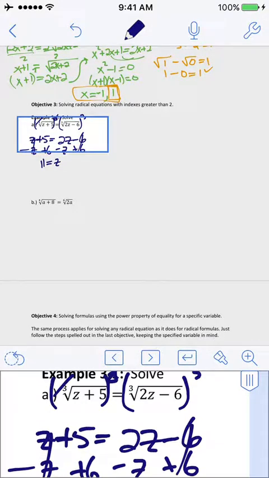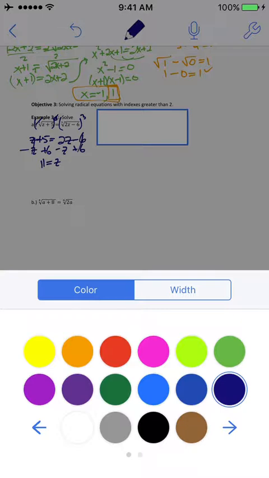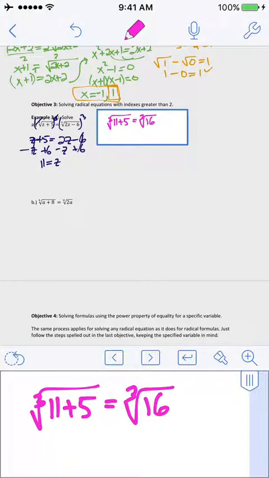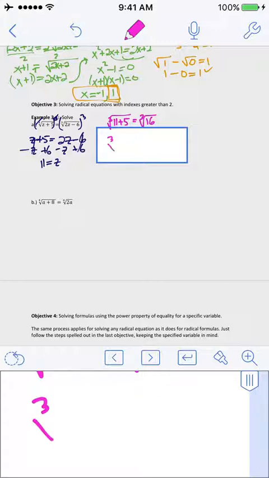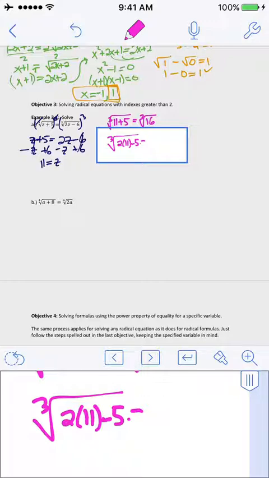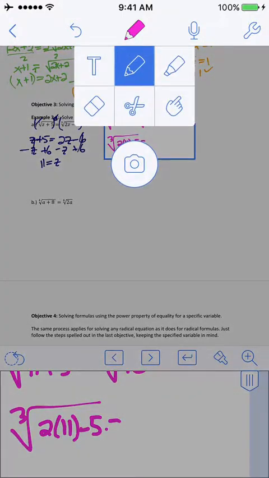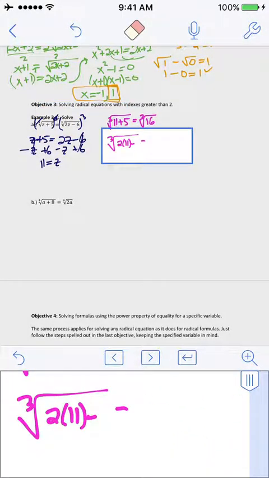Before I go boxing that, let's check for extraneous solutions. So, cubed root of 11 plus 5, what would that be? The cubed root of 16, right? Cubed root of 2 times 11 minus 5, that would be 22 minus 5. Okay, what did I do? Oh, 2z minus 6, sorry. That's 2z minus 6, not 2z minus 5. Is equal to 22 minus 6, or the cubed root of 16.